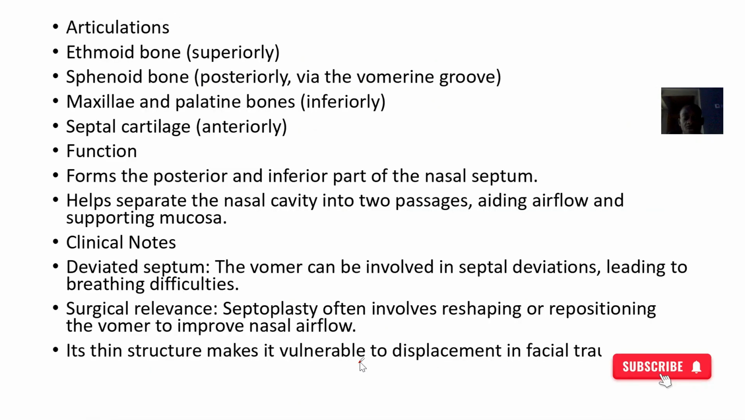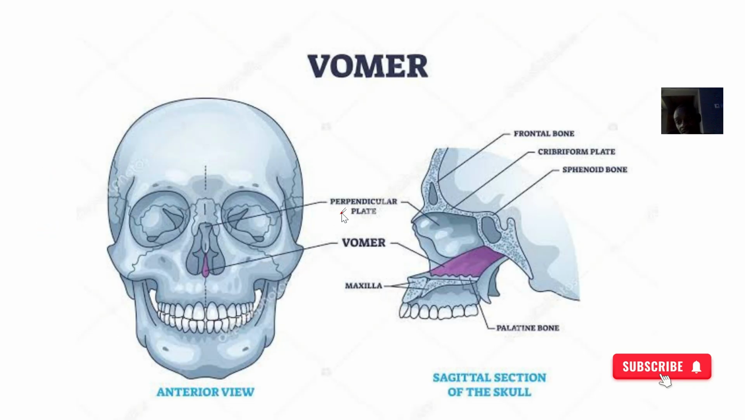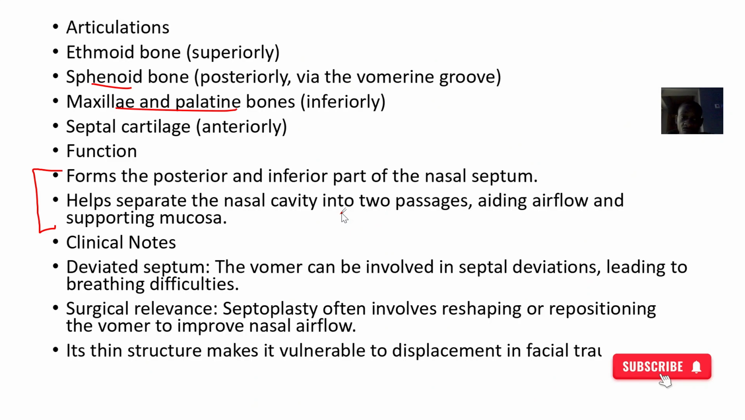So, articulations: upward, it joins the ethmoid bone; at the back, the sphenoid bone; and the maxilla and the palatine bones beneath it. It also has the septal cartilage in front. Functions: it forms the posterior and the inferior part of the nasal septum. It helps to separate the nasal cavity into two parts. This will aid airflow and support the mucosa.